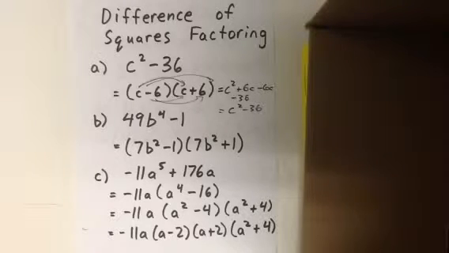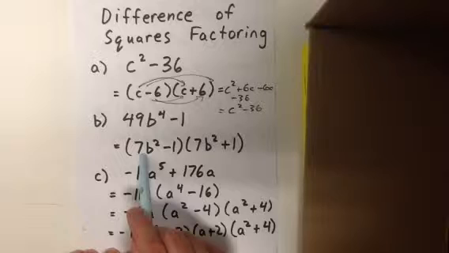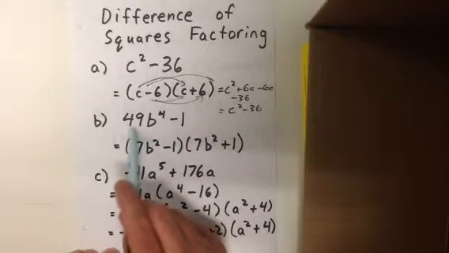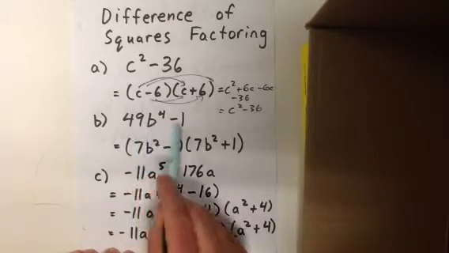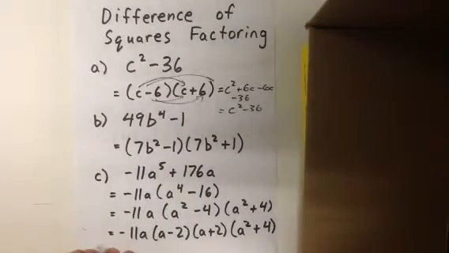What is 49b to the 4 minus 1 if we were to try and factor that? Well, 49b to the 4 is 7b squared times 7b squared, and 1 is 1 times 1. So we can say 7b squared minus 1, 7b squared plus 1, and that's our answer. And it works because we have a difference.